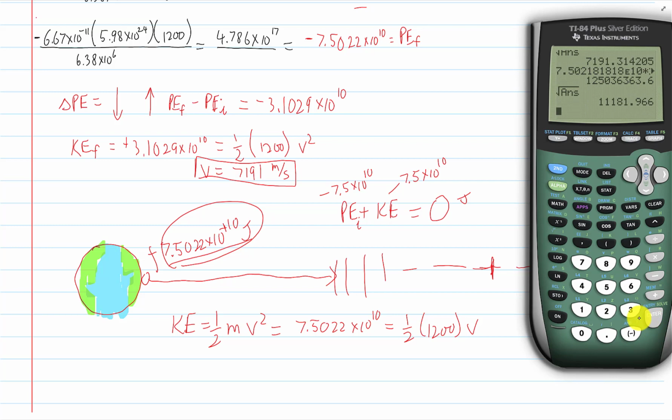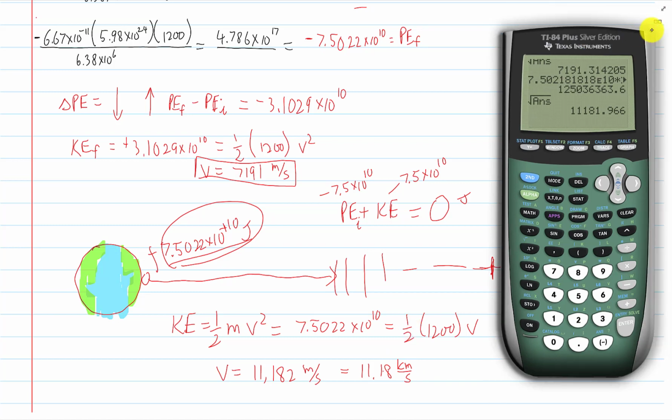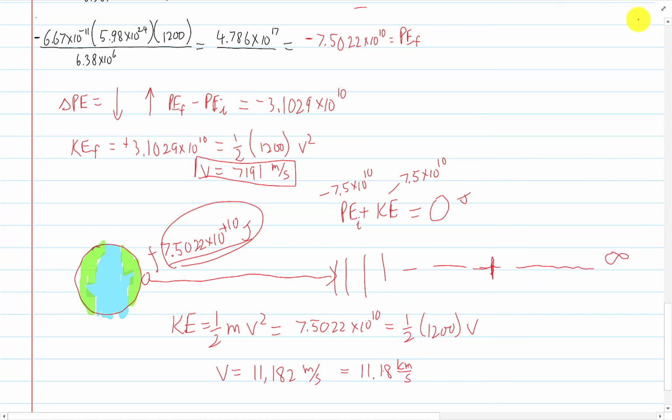Goodness gracious. That's not an impossible number, but that's a big number. The velocity would be 11,182 meters a second, or 11.18 kilometers per second. And if I throw something up at that speed, it's not going to stop. Therefore, it's going to escape the Earth.